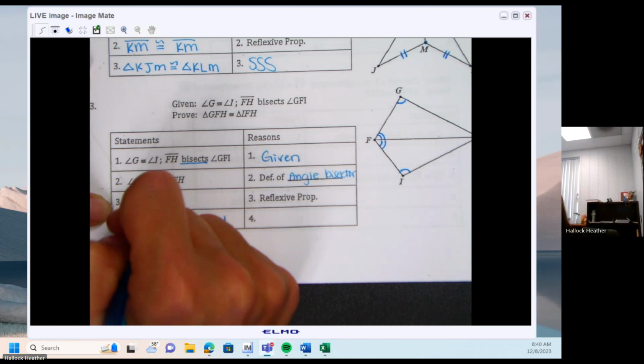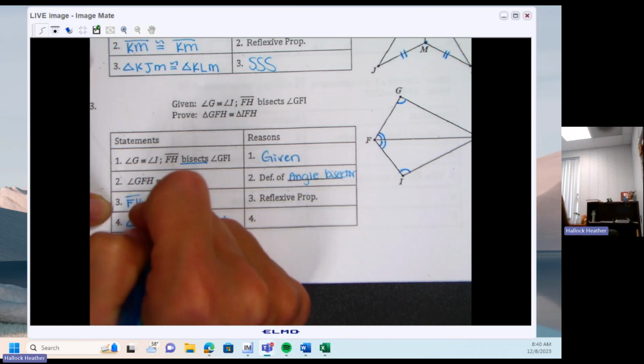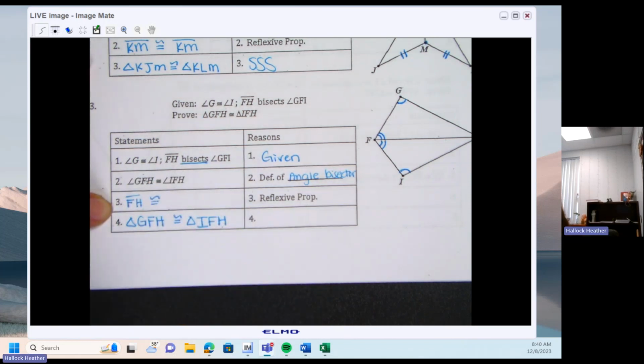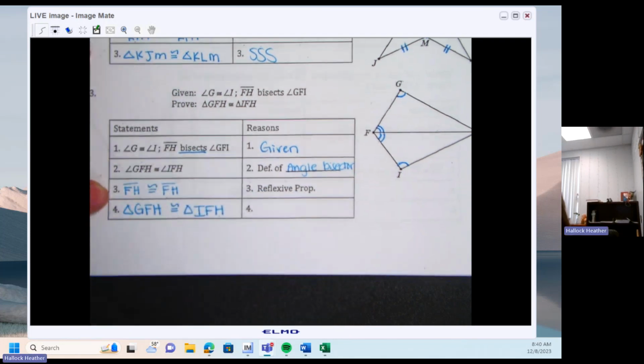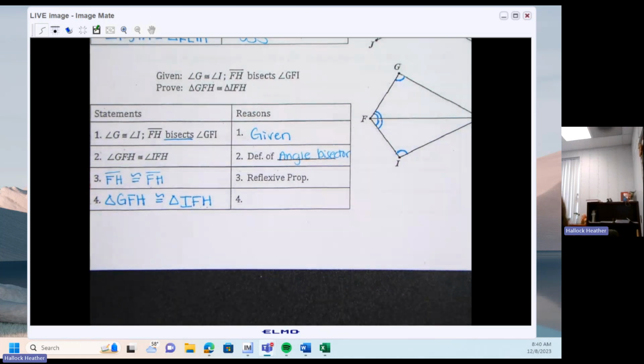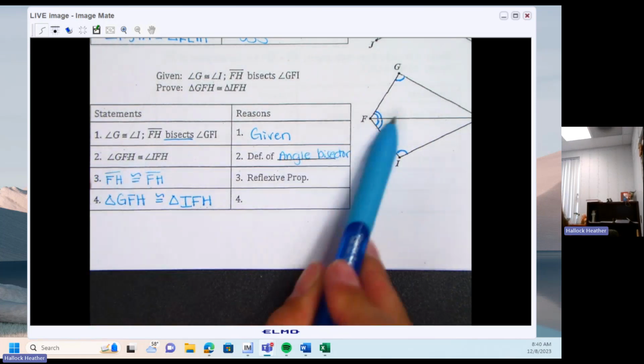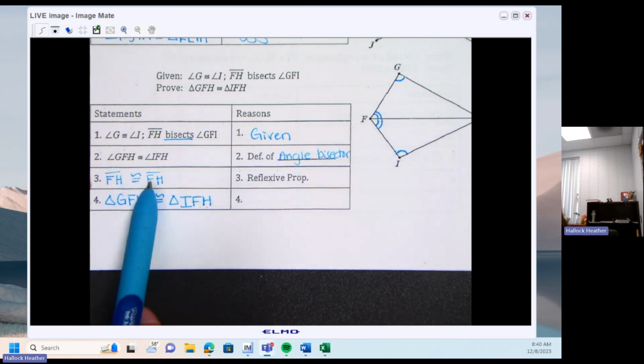FH, good. So segment FH would be congruent to segment FH. So the same thing, it's congruent to itself. I'm also going to add that into my picture. So I already know it's an angle bisector. I added my marks. I know FH is congruent to FH because of the reflexive property, they share a side.